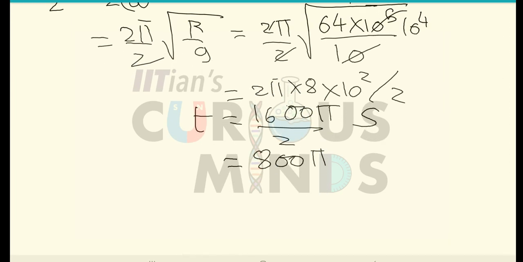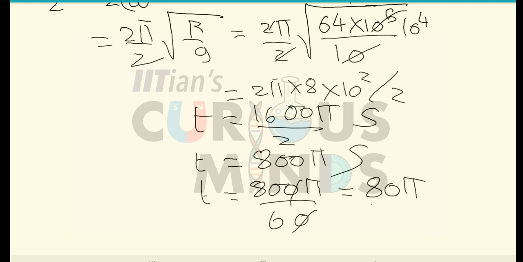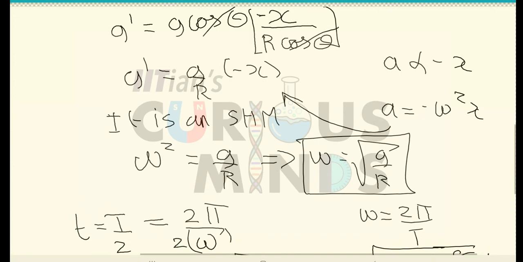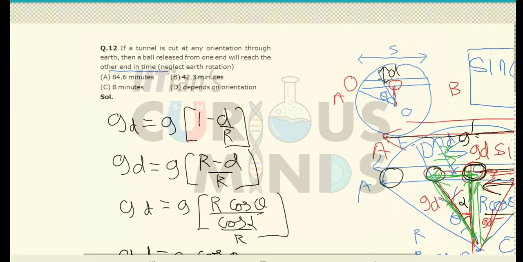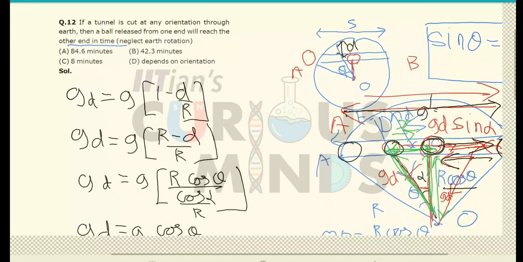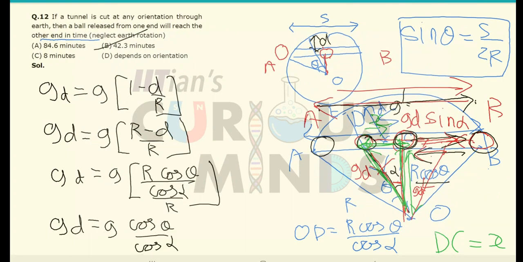Now over here this time is given in seconds. If I want it in minutes, I have to divide it by 60. So 0 and 0 will get cancelled. It will be equal to 80 pi divided by 6. If I calculate this value, it will approximately come out to be 42 minutes. So the time required is equal to 42 minutes, which is equal to option number B, 42.3 minutes.